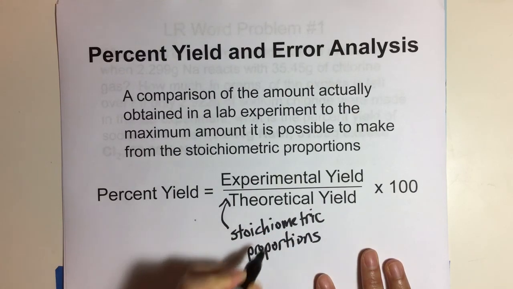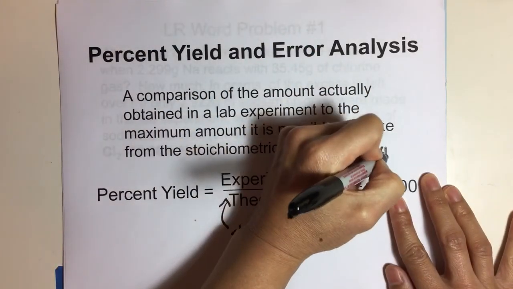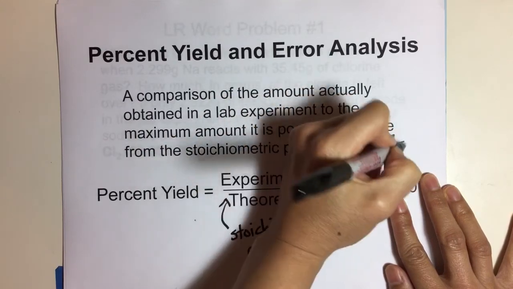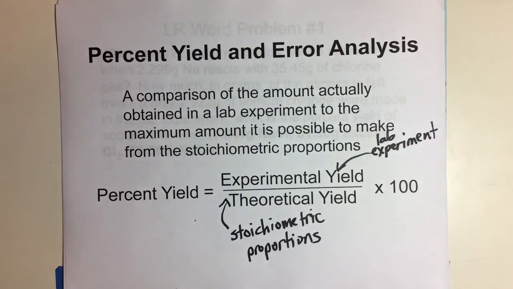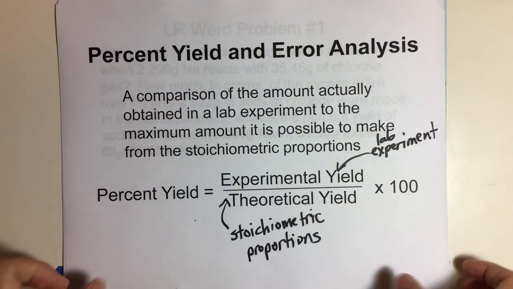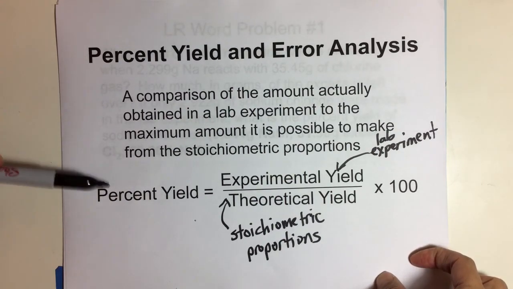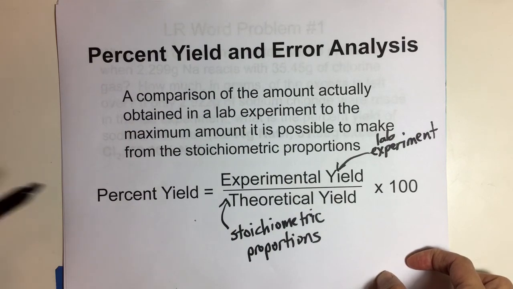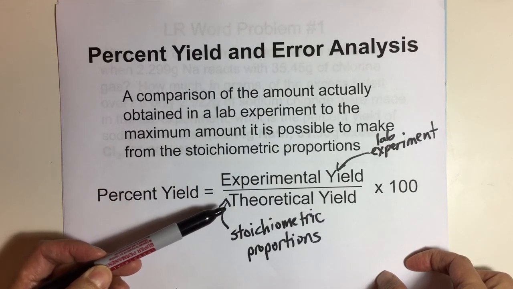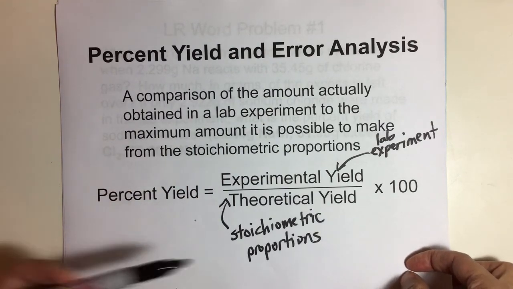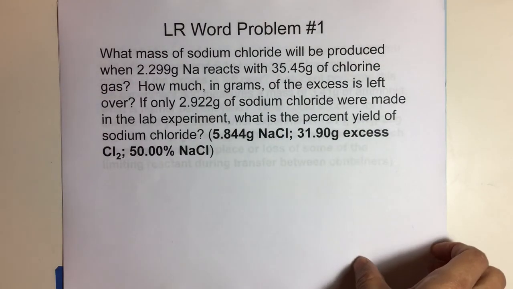The experimental yield is basically when you go into the lab and you do your experiment. Upon doing the experiment, you yield a certain amount of your driving force, usually your product. As you see defined here, it's a comparison of the amount actually obtained in a laboratory experiment to the maximum amount it is possible to make from the stoichiometric proportions, as you see written out here. So that's the equation that you'll need to have.